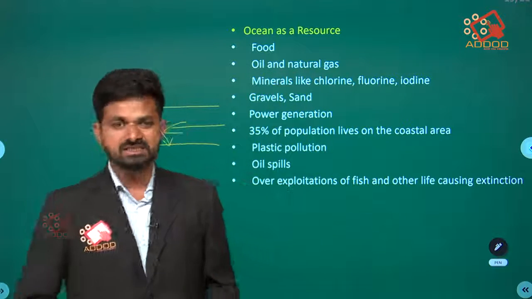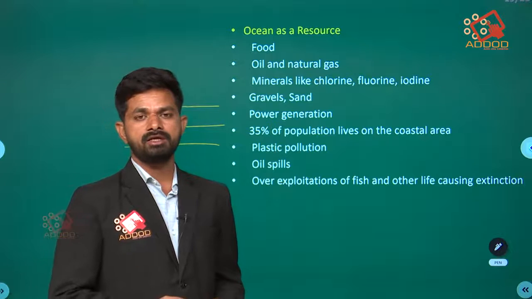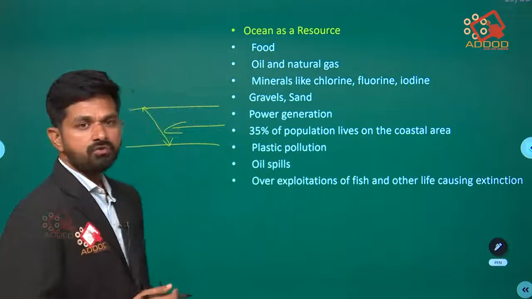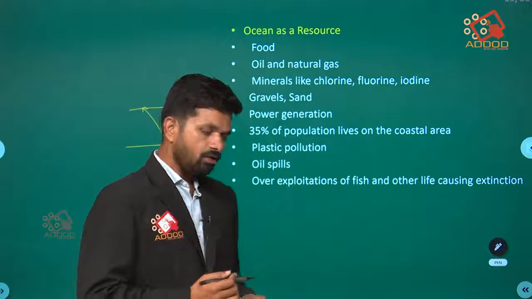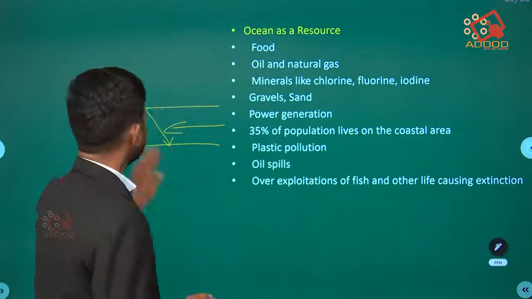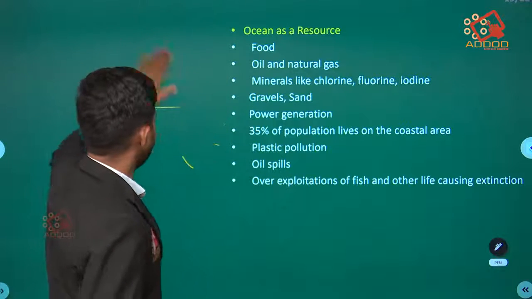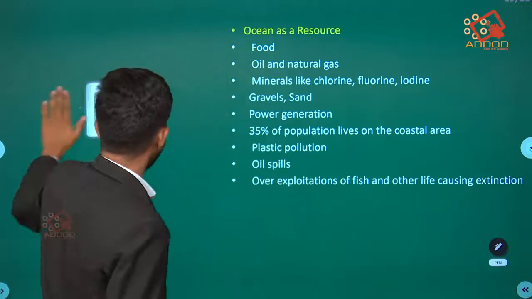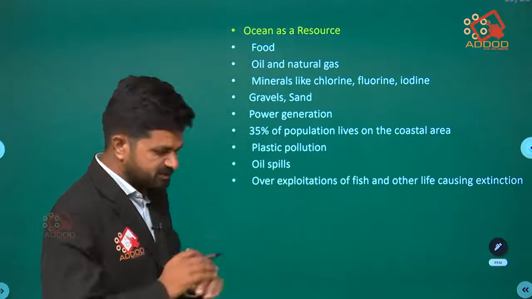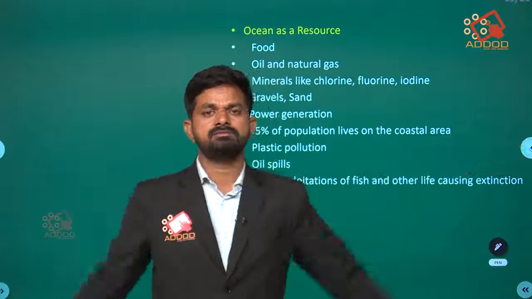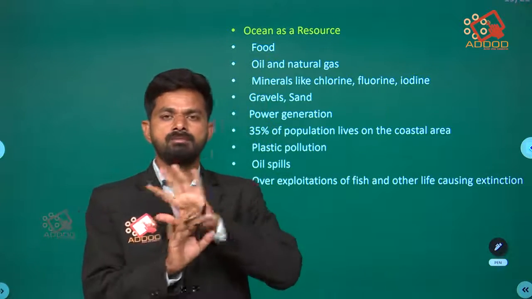Apart from this, Alaska is a region in North America. This region is renowned for oil spills. When oil spills over the ocean or the water, then what will happen? It will spread over the entire region, because oil and water will not mix.